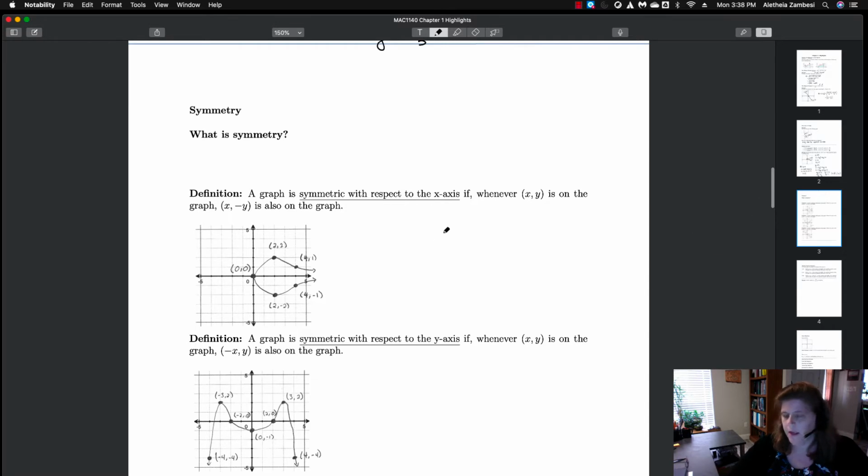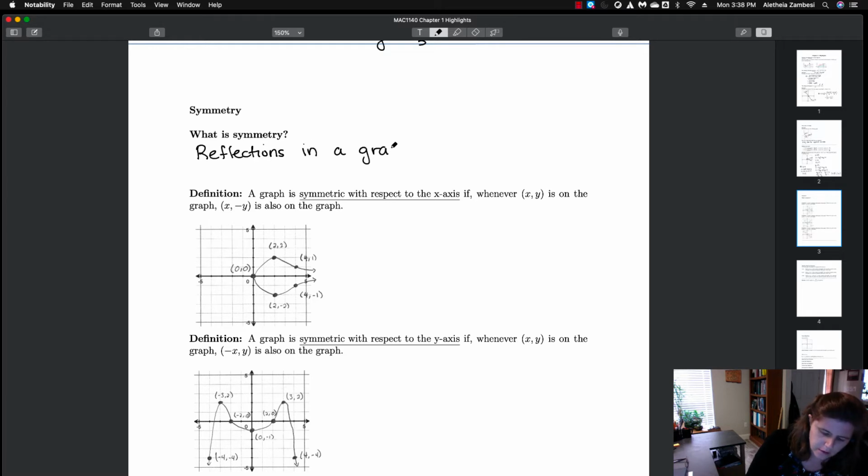Another thing that I wanted to review from chapter 1 is symmetry. So symmetry are reflections that are in a graph. We do have some technical definitions too. So there are 3 different types of symmetry that you may see.